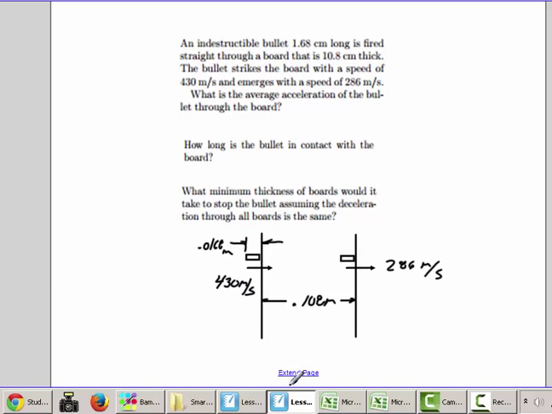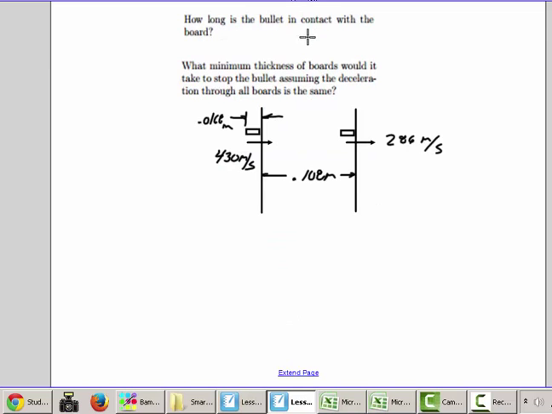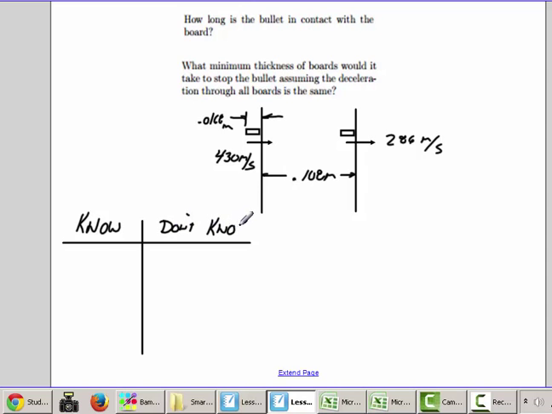Again, I like to write what I know and what I do not know. I think it's a good way to set up these problems. We'll write down what we know and what we don't know. In this problem I know Vi, my initial velocity, is equal to 430 meters per second. We know V final initially is going to be equal to 286, and what I mean by initially, because we're not considering the last part of this problem, 286 meters per second.